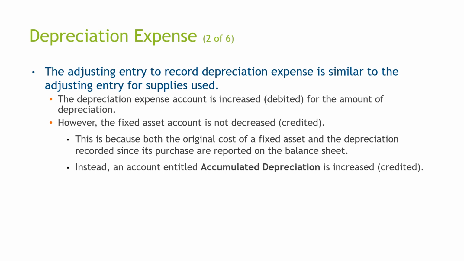But at the end of the period, we look and we say, okay, what needs to be depreciated? When we do that, we're going to increase a depreciation expense, and we're not going to decrease the actual asset because we want to show that asset as its original cost. Instead, we're going to use an account that sits right next to the asset and shows that decrease separately. That's called a contra account, and so for an asset, it's called accumulated depreciation.